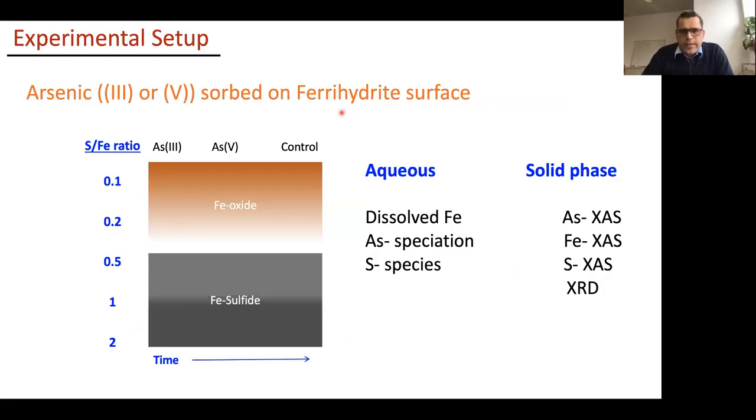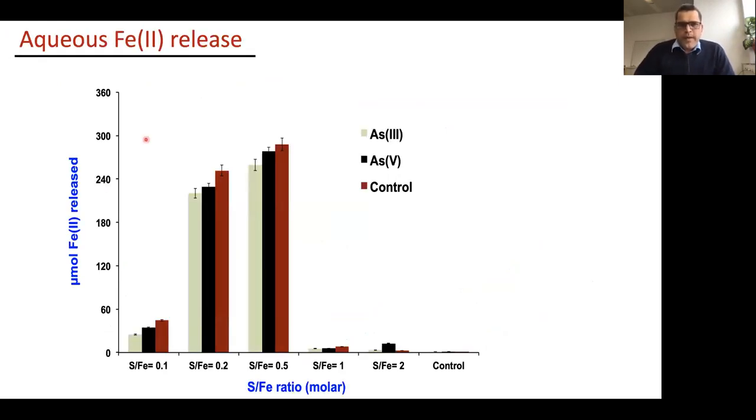Coming back to our simplified experimental setup, I think I explained it already. We have three sets of experiments: one control, one where ferrihydrite has arsenic 3 on the surface, and another with arsenic 5, and we exposed them to different sulfide concentrations. What we look at here is the aqueous iron 2 release. You saw the figure before for the control, so it's exactly the same. As we increase the sulfide ratio up to 0.5, we see an increase in iron 2 concentration in solution, and after that we don't. We talked about this before, so it's what we expected already.